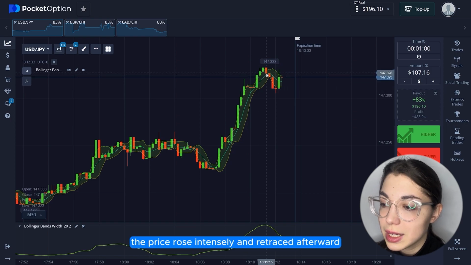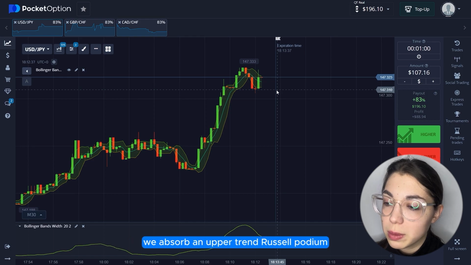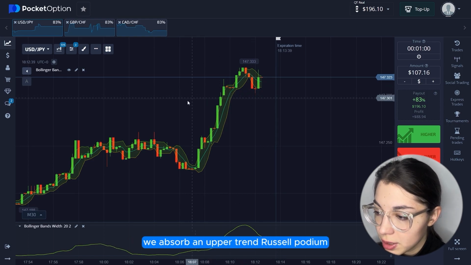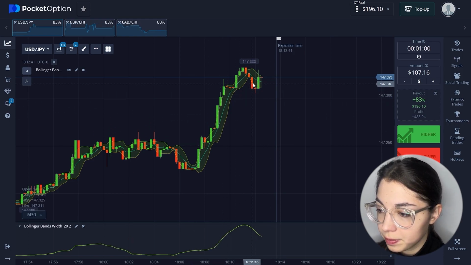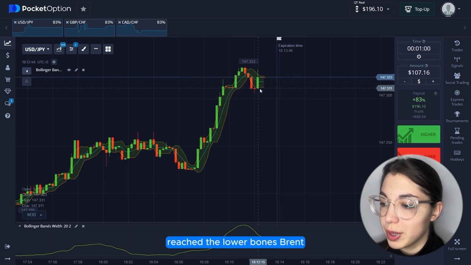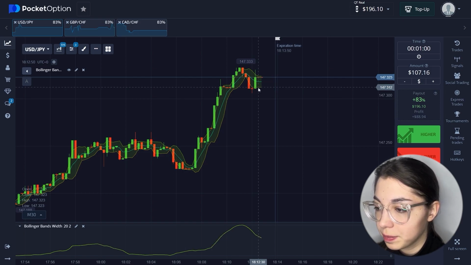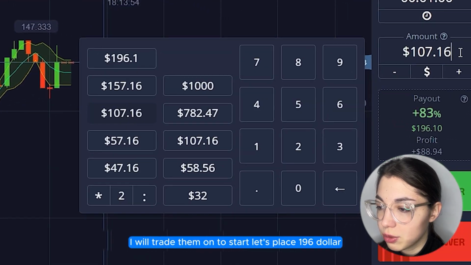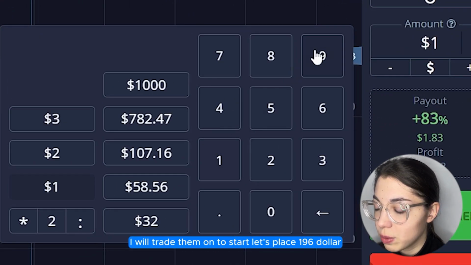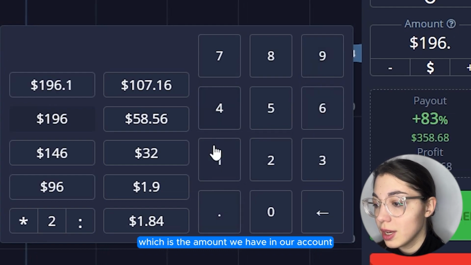The price rose intensively and retraced. Afterward, we observe an upward trend reversal pattern. Specifically, the price dropped, reached the lower Bollinger Band and formed a reversal pattern. Let's increase our trade amount. Let's place $196, which is the amount we have in our account.